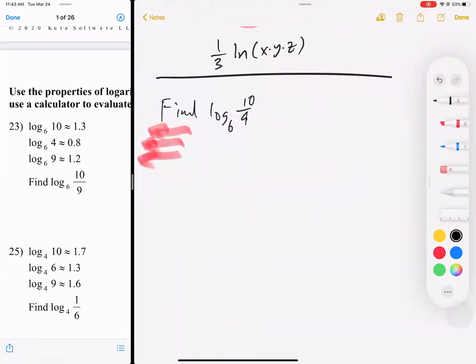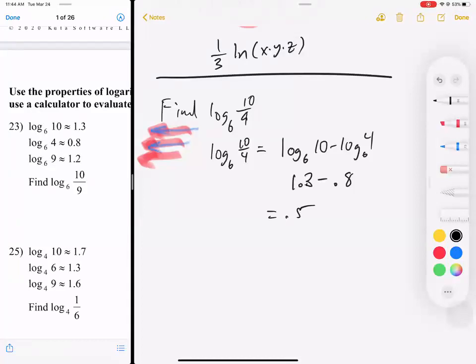So here's what we do. I do not know what the log base 6 of 10 over 9 is. I do not know. But if I could rewrite this by expanding it, log base 6 of 10 minus log base 6 of 9. Hey, we know what log base 6 of 10 is. We know what log base 6 of 9 is. So this is just 1.3 minus 0.8. And the answer is 0.5.